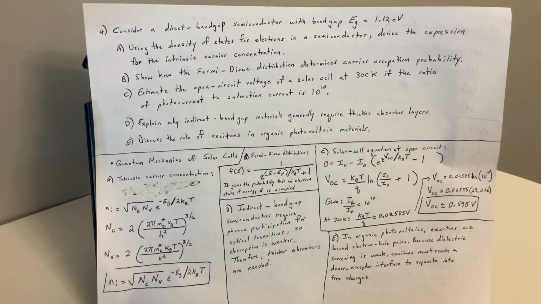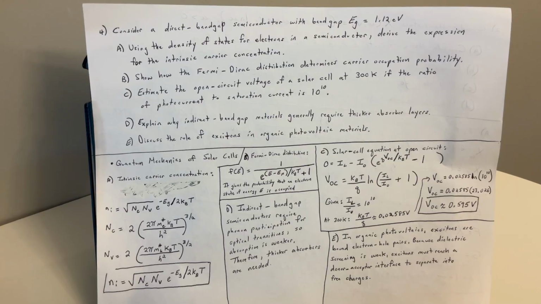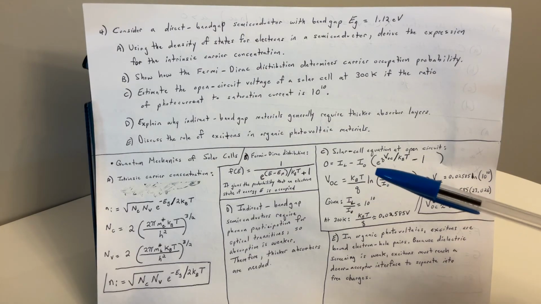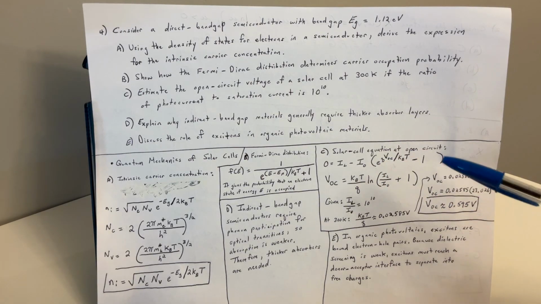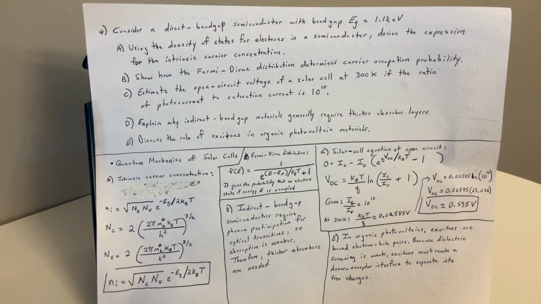Okay, letter C. Estimate the open circuit voltage of a solar cell at 300 K if the ratio of photocurrent to saturation current is 10 to the 10th. So here's the solar cell equation at open circuit. We're given I equals I sub L minus I sub 0 times the quantity e to the q V sub OC over k sub B T, minus 1. And V sub OC equals k sub B T over q times ln of I sub L over I sub 0, plus 1.